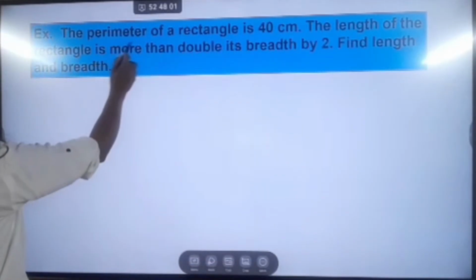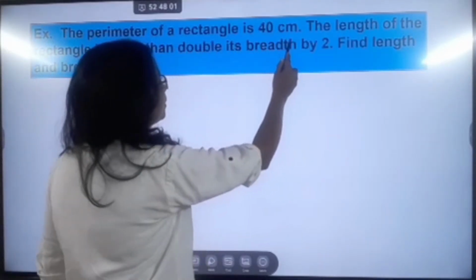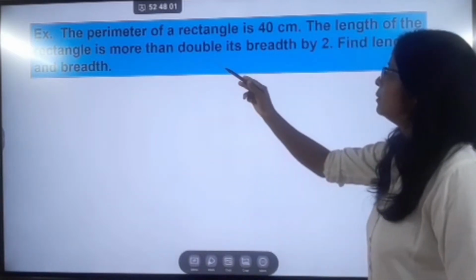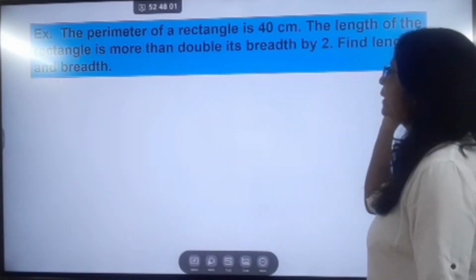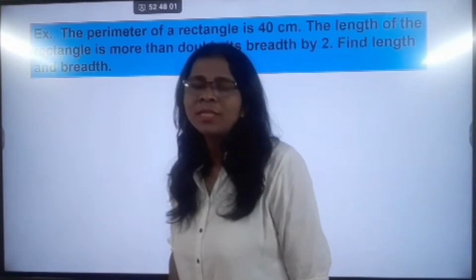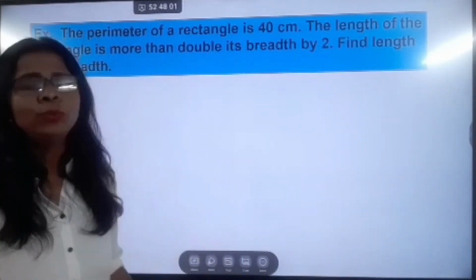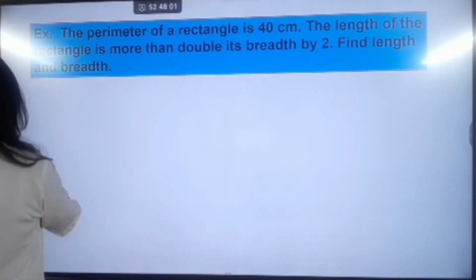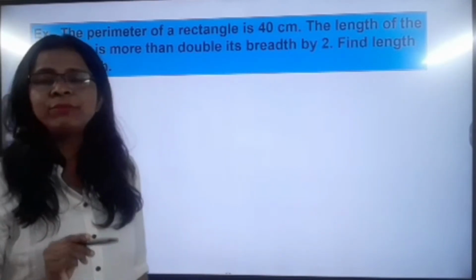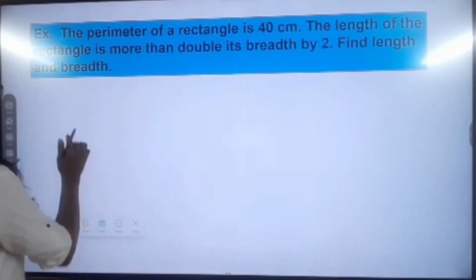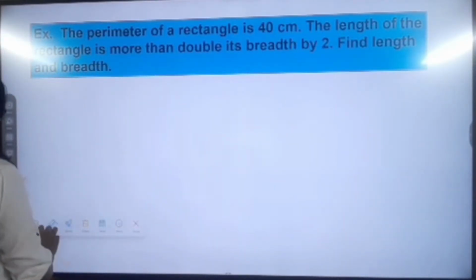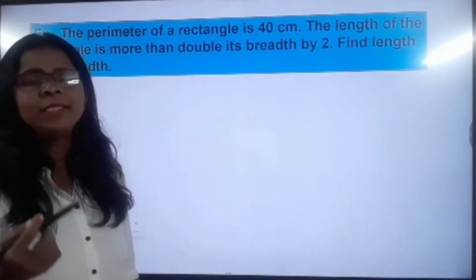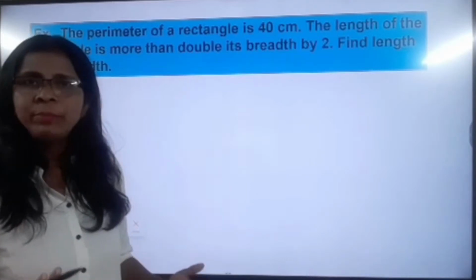The perimeter of a rectangle is 40 centimeter. The length of the rectangle is more than double its breadth by 2. Find length and breadth. So students, here if you want to draw the diagram, then you may draw the diagram, and that will be easy for you, because after drawing you get clear which one is the length, which one is the breadth, and how much is the measurement of the breadth and length.